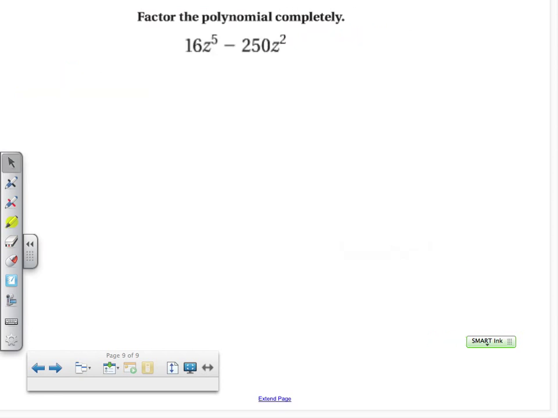All right, number 9. Take a look, factor completely. Always look for what first? That would be common terms. They seem to have z squared in common. Let's see, 16 and 250 are both multiples of 2, so we can pull out 2z squared. That leaves us with 8z cubed minus 125.